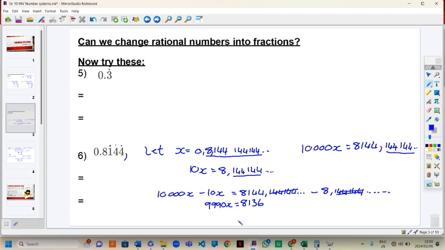And how do I get rid of whatever's in front of x there? Yeah, I divide by whatever's in front of x. Okay, so I'm going to divide by 9,990 on both sides. And I'm going to get x on this side.